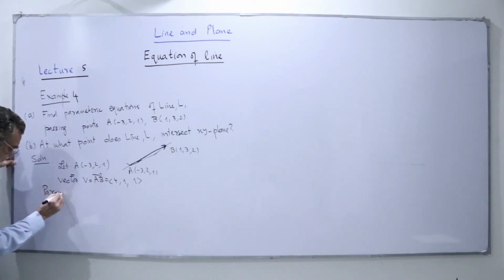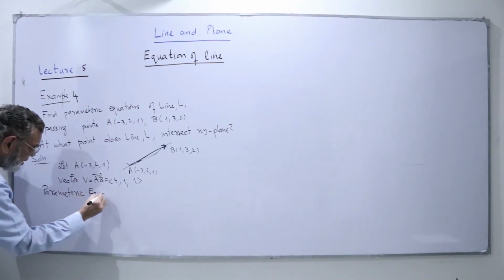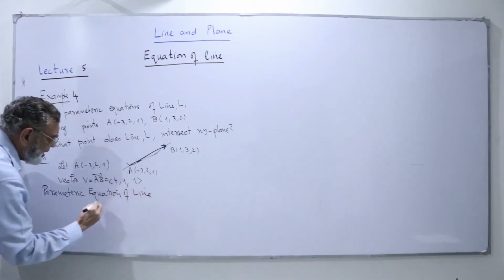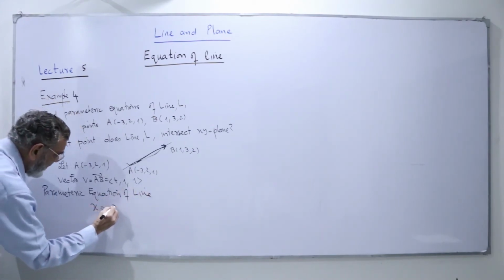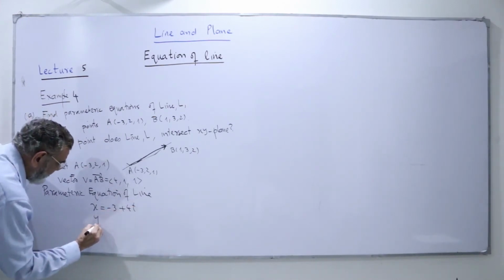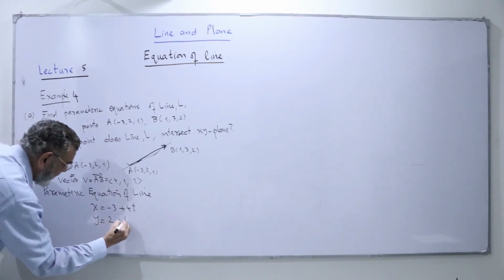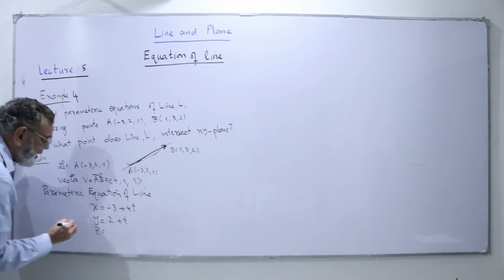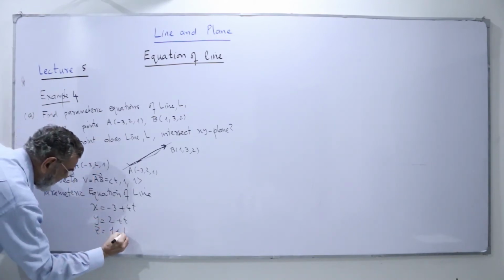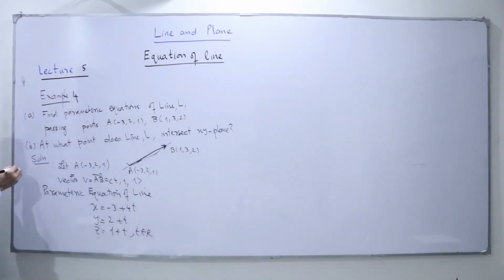Parametric equation of the line. We have x equal to x1 plus a1t, where x1 is -3, so x equals -3 plus 4t. y equals y1 plus a2t, so y equals 2 plus t, and z equals z1 plus t, so z equals 1 plus t, where t is any real number. This is part 1 of my question.